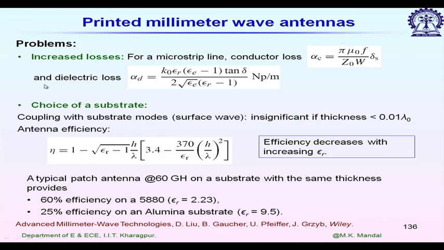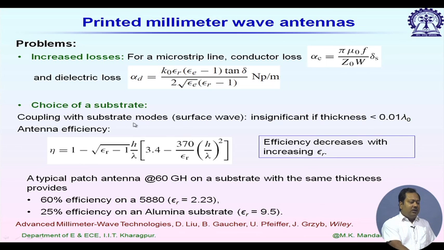First one, already we know, at millimeter wave frequencies, for example, for a microstrip line, the conductor loss is given by this, which we already learned, and it increases with frequency. Dielectric loss is also a function of frequency, and it also increases at millimeter wave frequencies. Next important point is the choice of a substrate. What should be the dielectric constant of the substrate? What should be the tan delta of the substrate? What should be the thickness of the substrate?